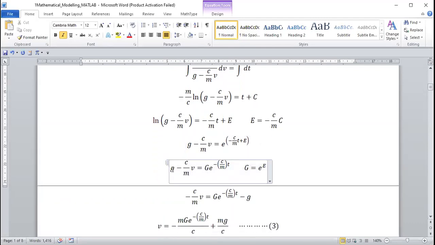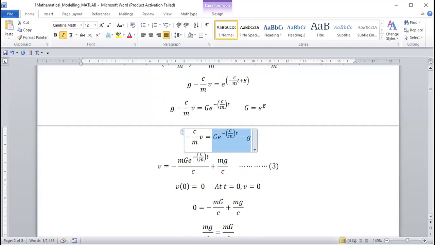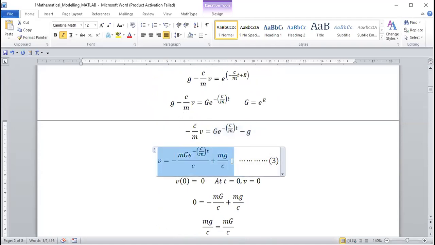Then we're going to give g to the other side. So this g is going to come to the other side. We have this because our aim is to get v. So we want to let v be alone. Then after that, we multiply both sides by minus m divided by c. Then we arrive at this. So when we do that, we arrive at this equation.